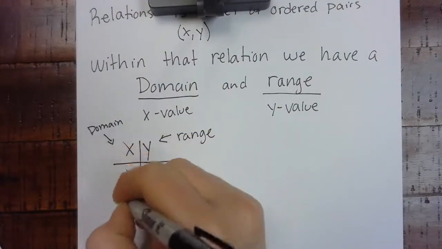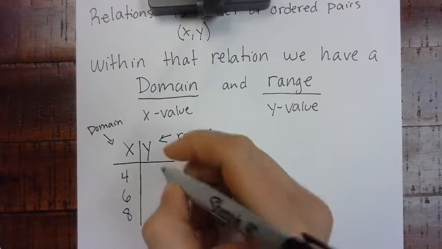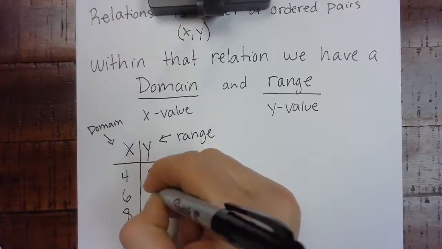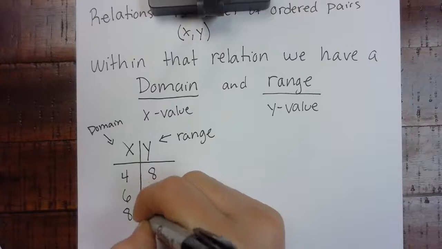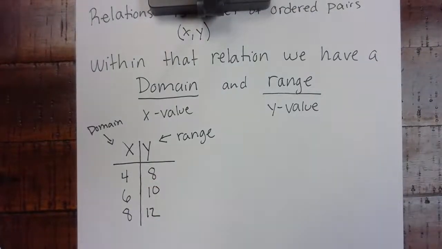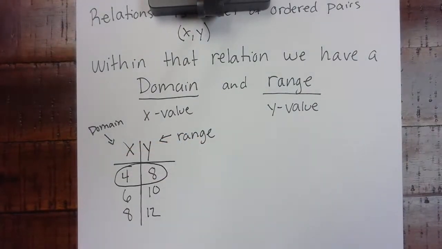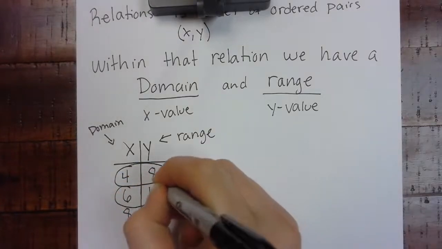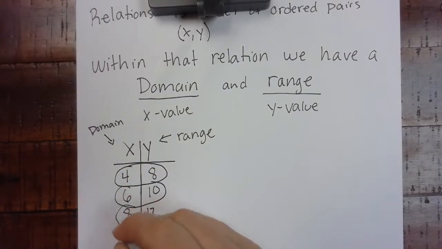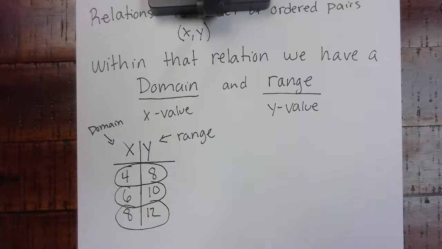So we have 4, 6, 8, so 8, 10, 12. In terms of relation, our relation is just the ordered pair. So like 4 comma 8 is a relation, 6 comma 10 is a relation, and 8, 12 is a relation, and so forth. So wherever they meet on a coordinate plane is your relation. Pretty simple, right? So we're going to also get into what a function is.